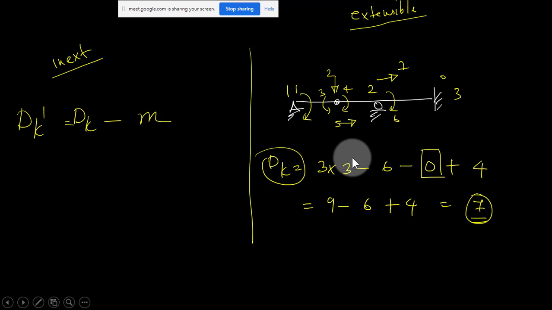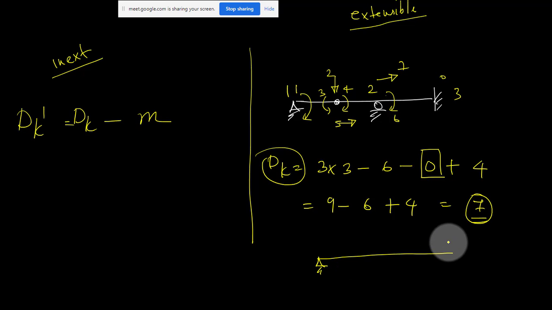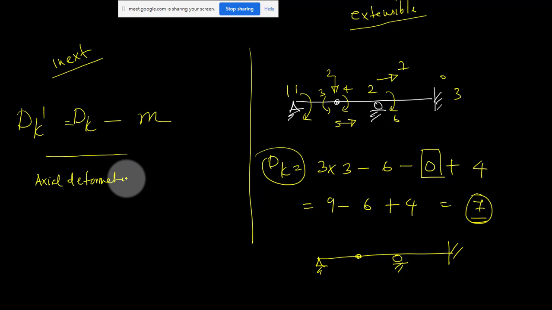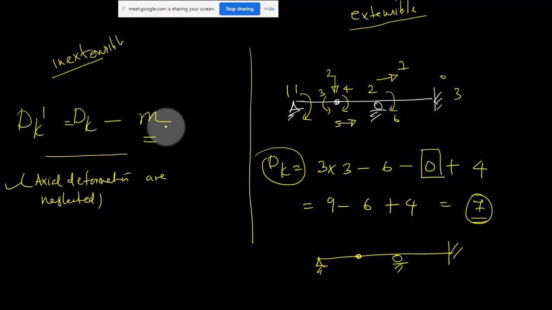See, if you get this question, I will just discuss this question only. This is your question. It is fixed, and here I have a roller support, here I have a hinge. For a beam, usually it will say axial deformation neglected. Both are the same. Axial deformations are neglected means there are no axial deformations, that means members are inextensible. So you have to again reduce that number of members.